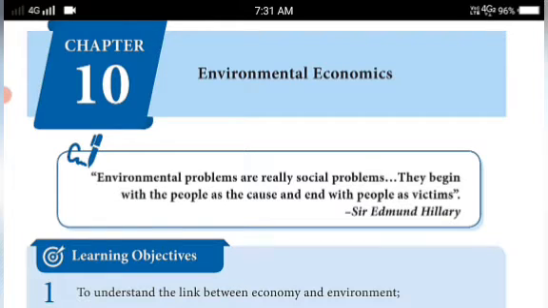This is your 10th chapter, Environmental Economics. We have to start a new chapter today. In this chapter, you have to concentrate on the link between economy and environment, describe the various types of environmental pollution and their effects, and understand the importance of sustainable development. Okay?